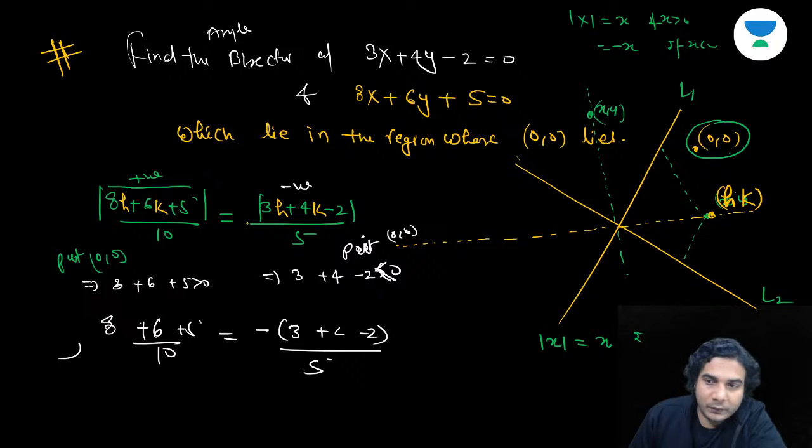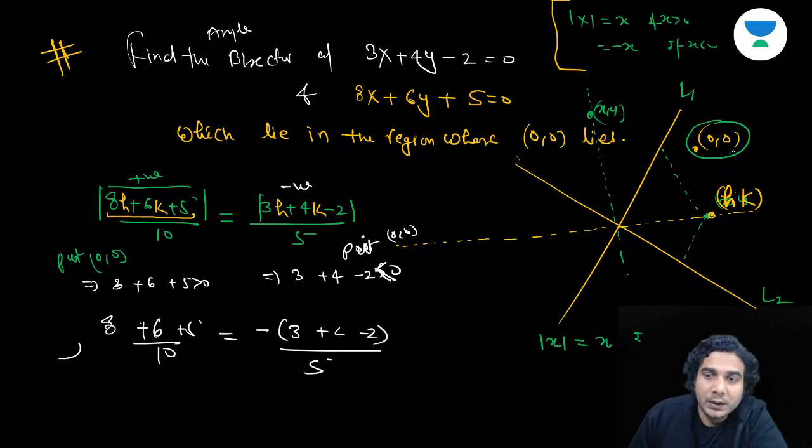Now what we want to know is the sign of this expression 8h plus 6k plus 5, so that we can remove mod, okay? If this quantity is positive, then we can remove mod without putting any extra sign. And if we know that this quantity is negative, then you can remove mod, but you'll have to put a minus sign, okay? That is the definition of mod. Mod of x is x when x is positive, and mod of x is minus x when x is negative, right?